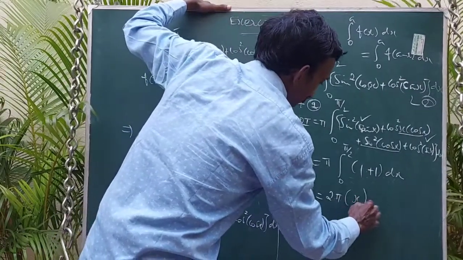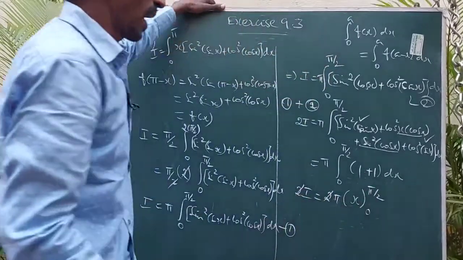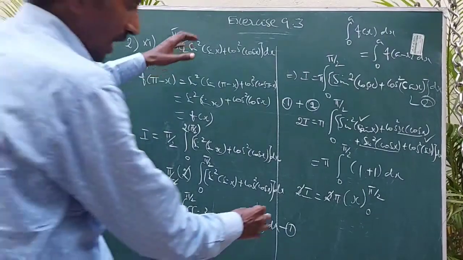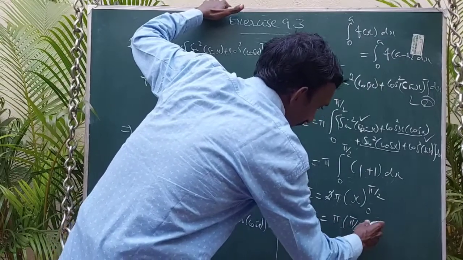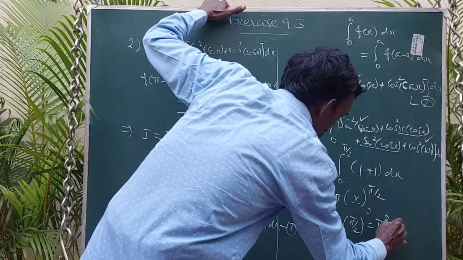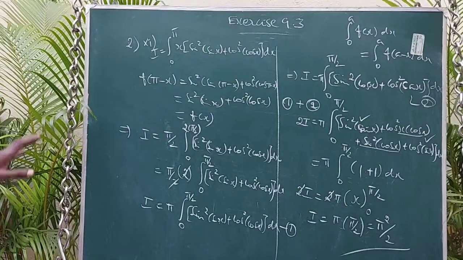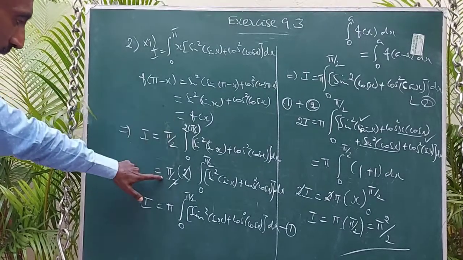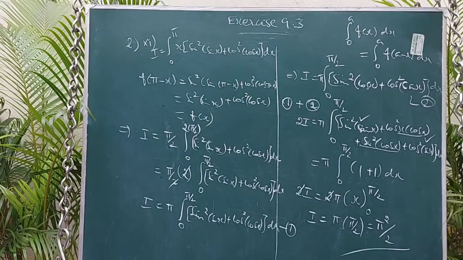So integration of dx is x, from 0 to pi by 2. This 2 cancels. So if we put that, we are getting I equals pi into pi by 2. Lower limit 0 is not needed. So pi square by 2. That is the answer for subdivision 11 in question number 2. So first property number 12, then property number 10, then we are using property number 6. After applying all the 3 properties, we are getting this answer.